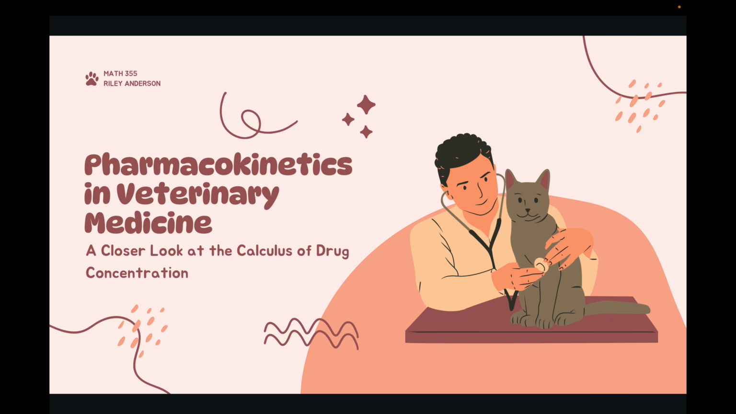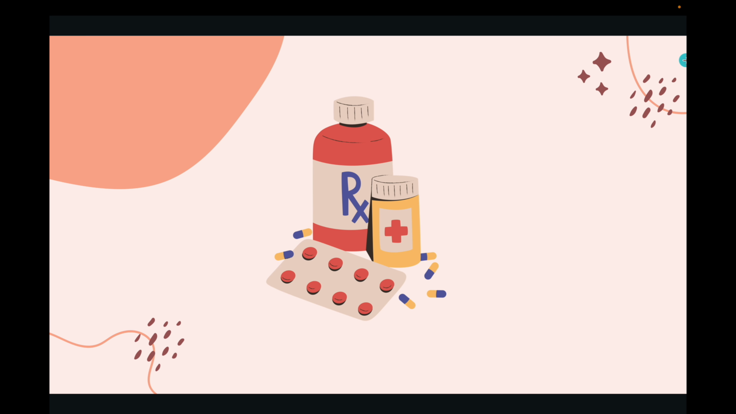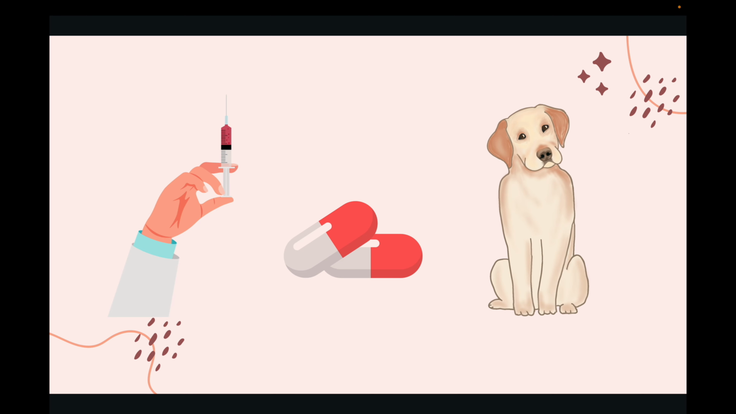Hello everyone, my name is Riley Anderson, and in this video we will take a closer look at the pharmacokinetics of veterinary medicine, specifically calculus's role in determining the presence of drugs in an animal system. One of the most important concepts in veterinary medicine is drug absorption and elimination in animals' bodies, better known as pharmacokinetics. Knowing exactly how much of a drug is needed, how it is administered, and how long it stays in the circulatory system before being eliminated is essential in addressing and maintaining the health of our furry friends.